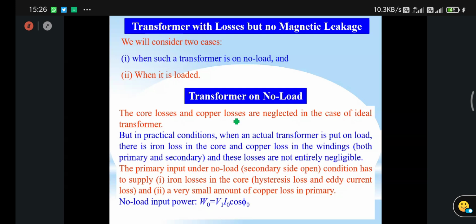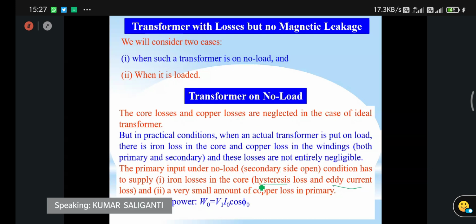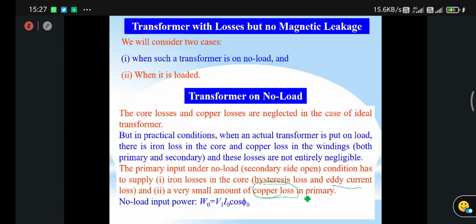Here, the transformer is under no load condition. The primary input under no load, the secondary side is open, so the primary has to supply the iron losses in the core. That is the combination of hysteresis losses and eddy current losses, and a very small amount of copper losses in the primary. So the no load input power is represented as W0. It is also called the no load loss, which is equal to V1 I0 cos phi 0.